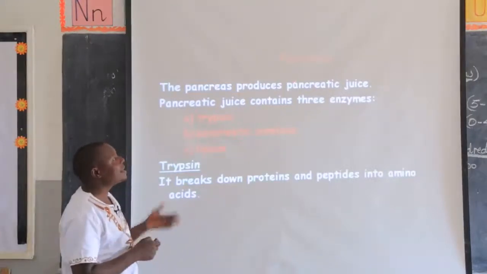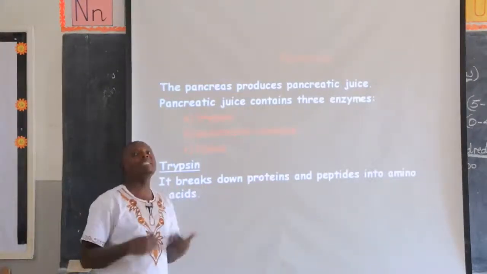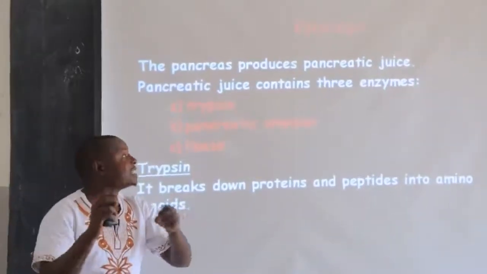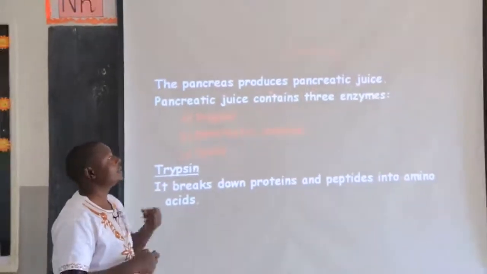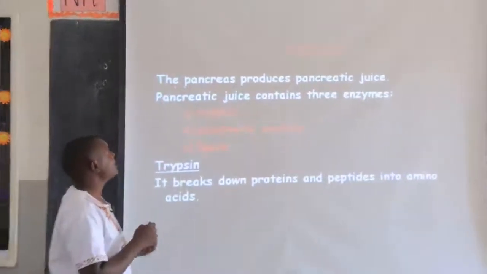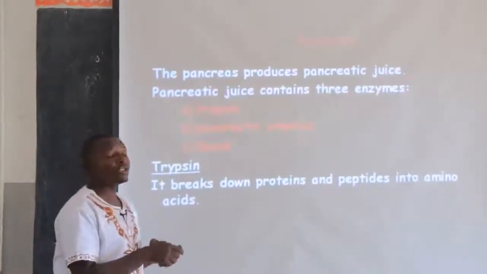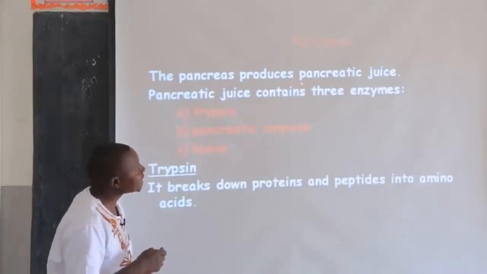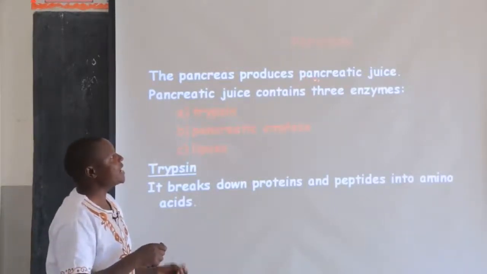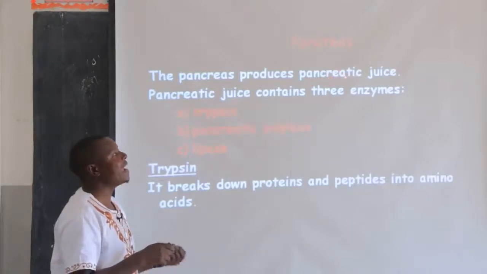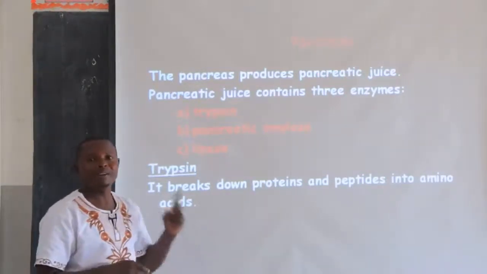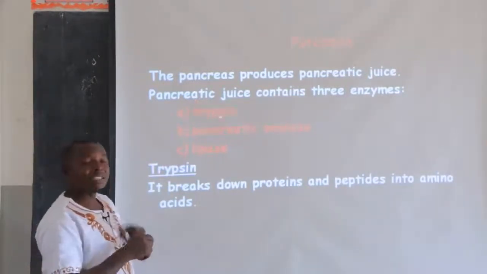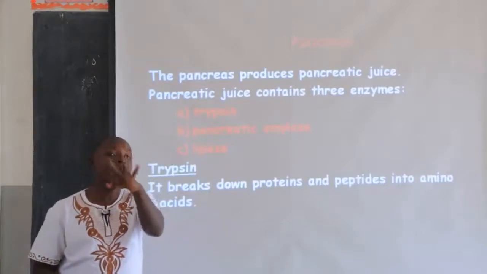Then let's look at the pancreas, because it is one of the organs. The pancreas is also one of the organs that supply juices in the duodenum, and it produces a juice called pancreatic juice. Can you spell the word pancreatic together? Let's go. Pancreatic, pancreatic juice. Then the pancreatic juice contains 3 enzymes.